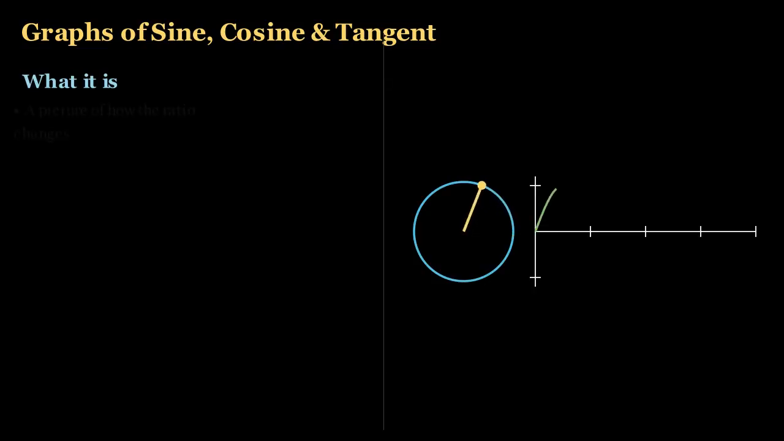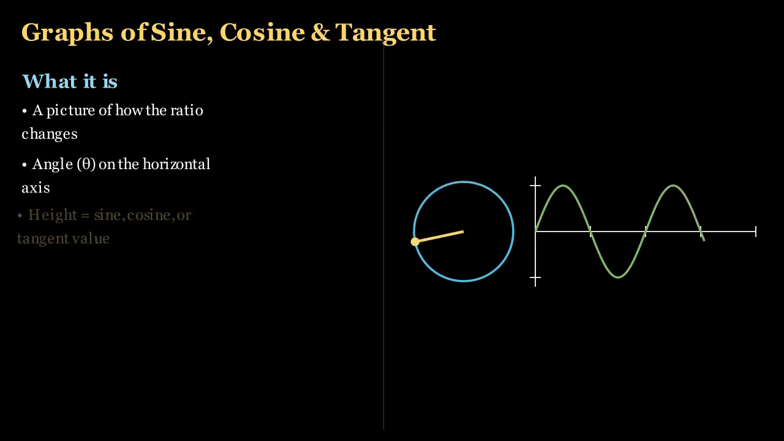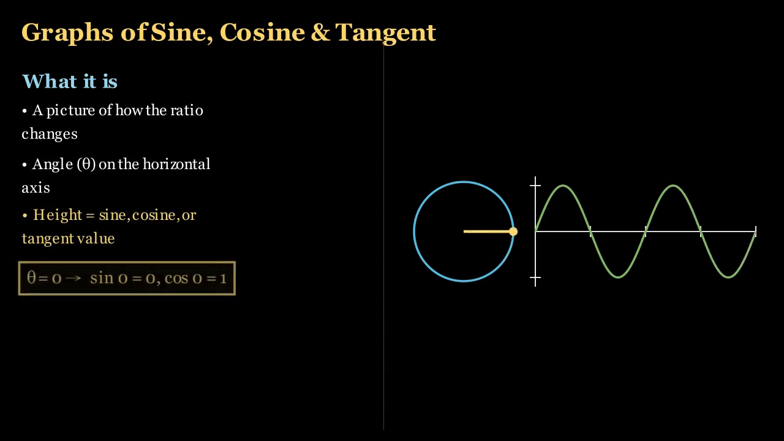Imagine taking the unit circle we already know and unrolling it like a scroll. The angle theta, which was just a turn around the circle, now becomes a distance along a straight horizontal line. As we walk along this line, we look up at the height of a point that is tracing out a pattern. That height is the sine, cosine, or tangent value for that angle. So the graph is simply a picture that shows, for every angle, what the ratio equals. It turns a spinning motion into a wavy shape we can read left to right.